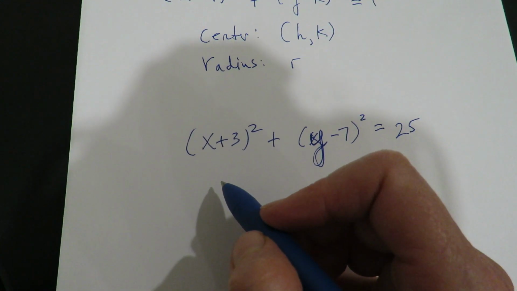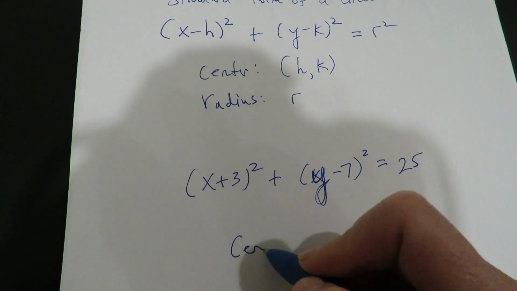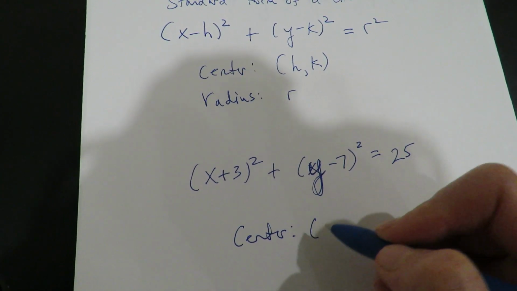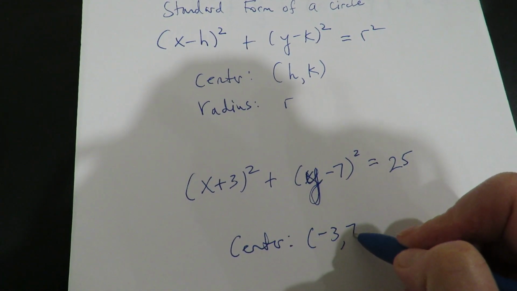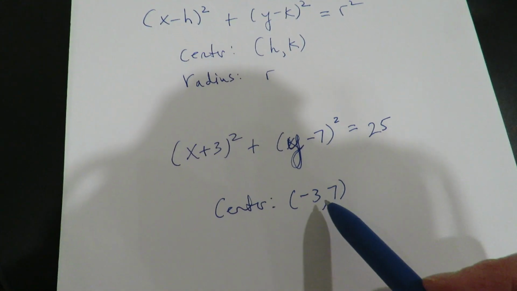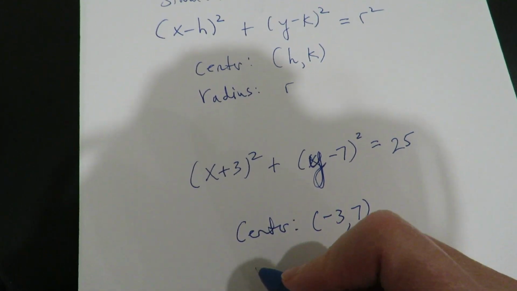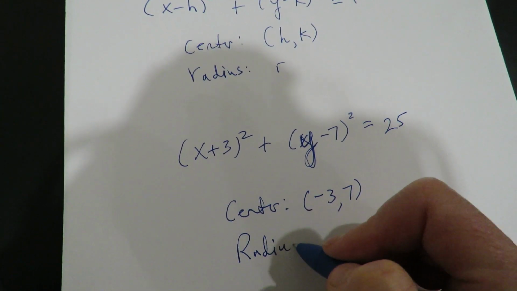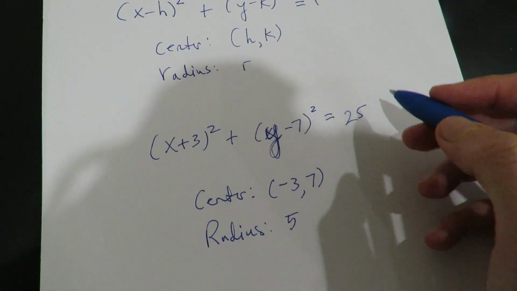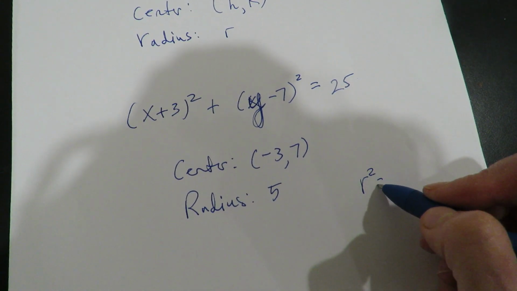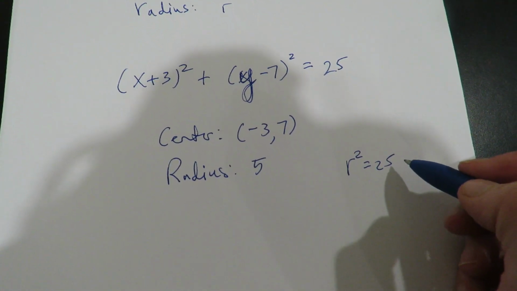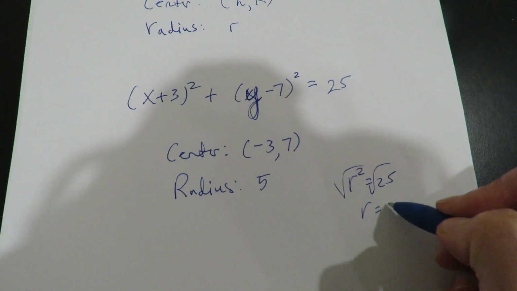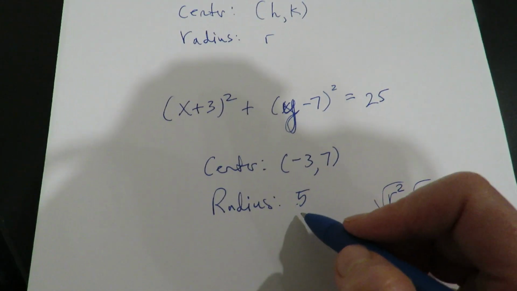Alright, so if I make up this example here, I'm going to say that the center of the circle is (-3, 7), because it has to be opposite. These are both insides. And the radius of this is going to be 5, because the 25 is what r squared is. So I actually have to take the square root to get r.